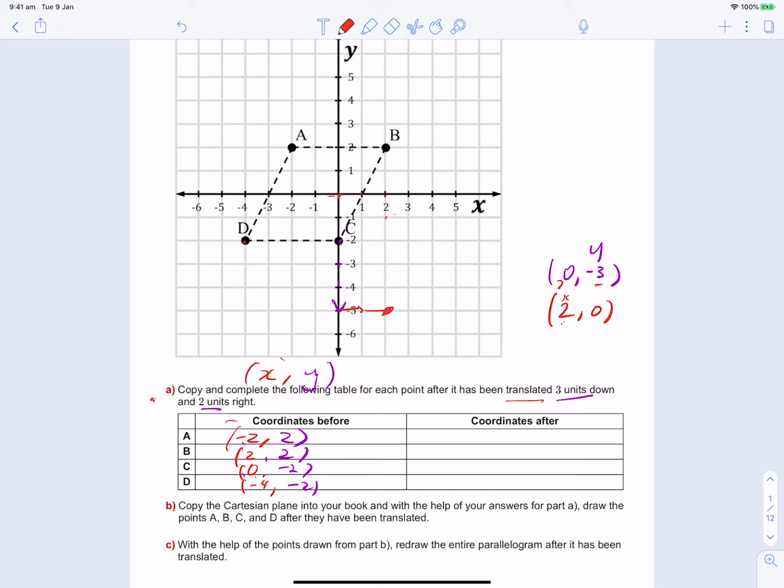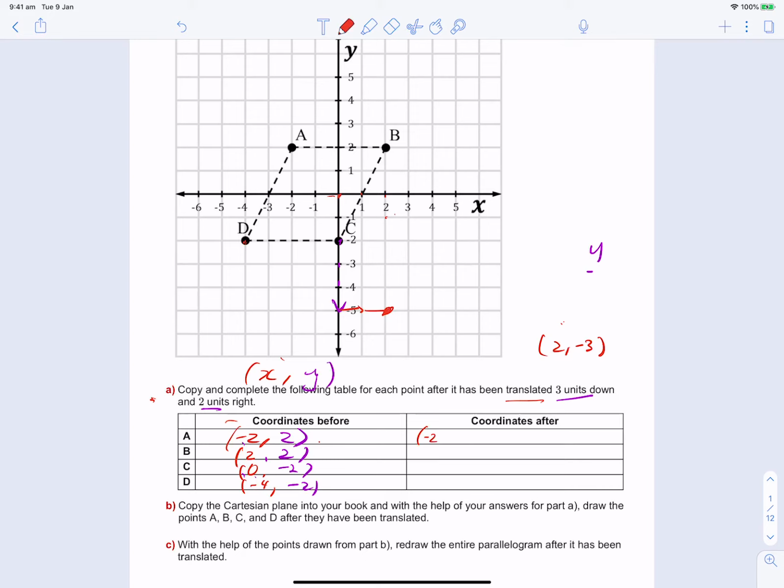This is what it looks like to do -3, or going down 3. I'll put those two things together, and I'm going to get (2, -3). Happy days. And now I just have to do this to each of my points. So I've worked out what I'm adding to each of my points.